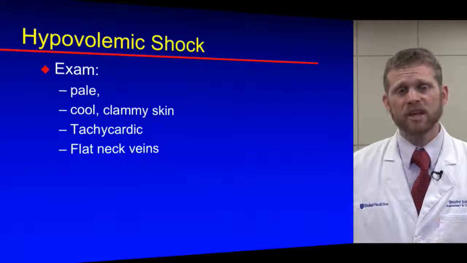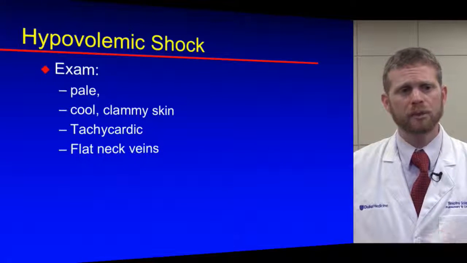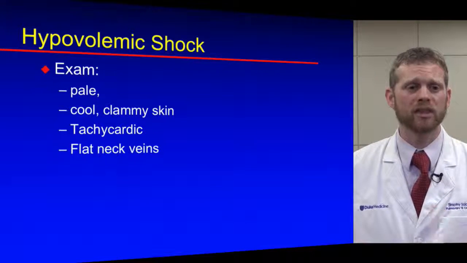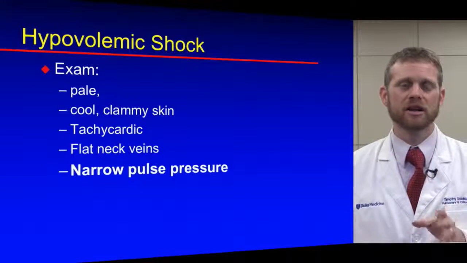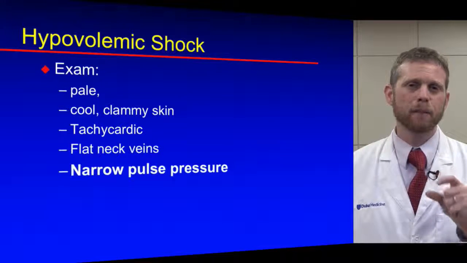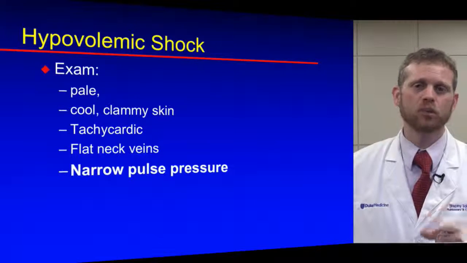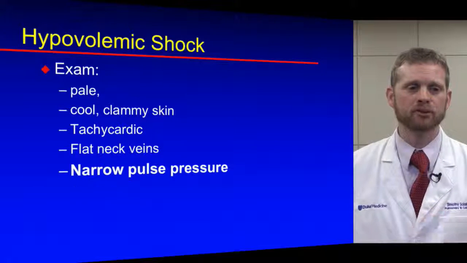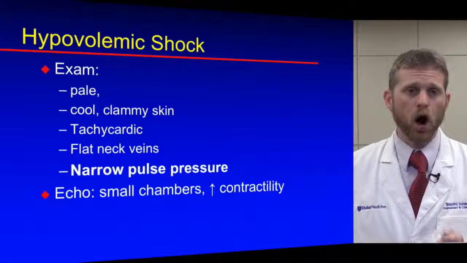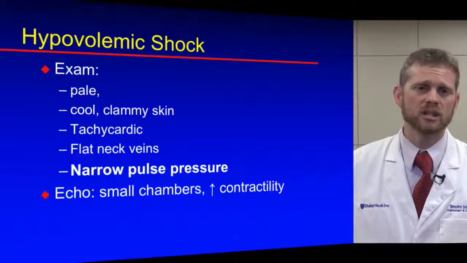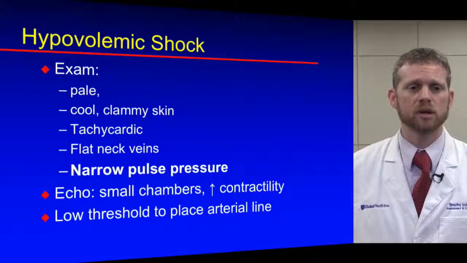The exam in someone with hypovolemic shock: these are cold, clammy patients. They tend to be tachycardic with flattened neck veins. The other thing is, if you see a very narrow pulse pressure when you're evaluating a patient with shock, that should make you worry that the person has hypovolemic shock. You can do an echocardiogram. Patients will have increased contractility. They'll have overall small chambers.